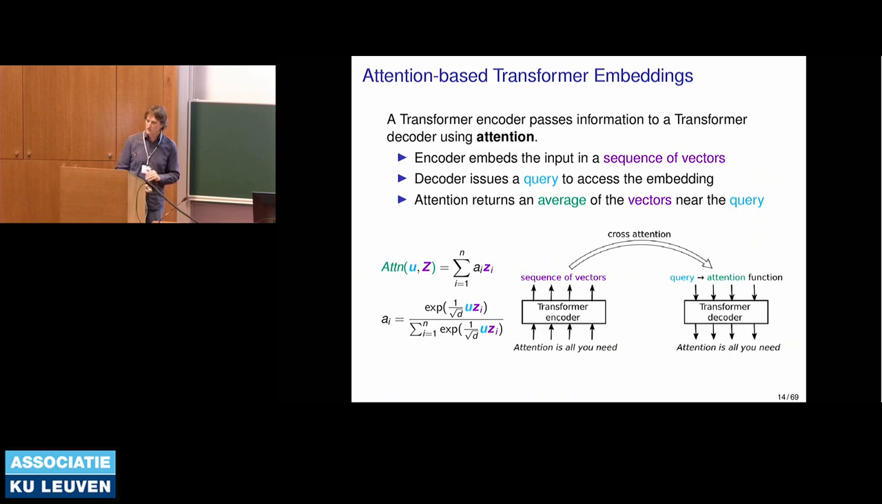So attention, as we said, if we just look at the case of the output of the encoder, it outputs a sequence of vectors, right? One for each token in the input. Then in attention, the decoder issues a query which finds the nearby vectors. So Z is our vectors, U is our query, dot product finds the nearby vectors, the attention weight then does a normalized exponential, and we average those vectors by that attention weight. Right?